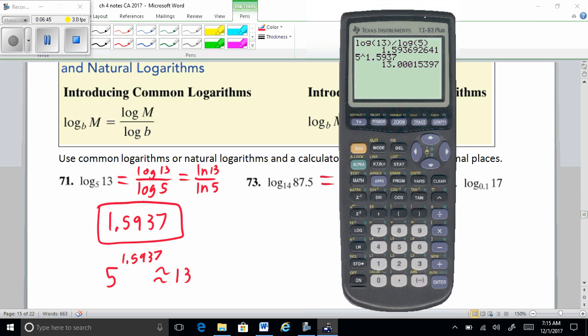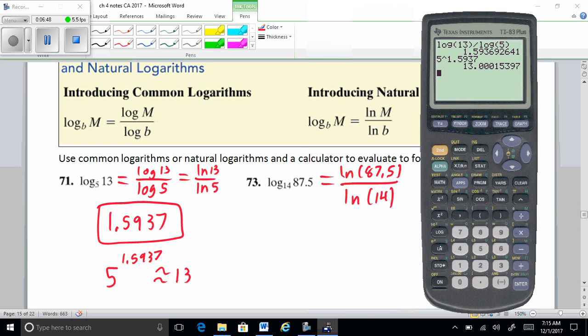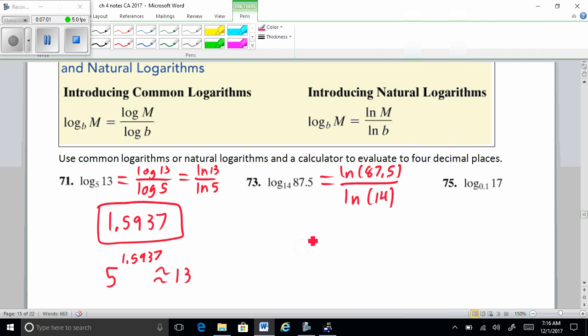Let's see, natural log of 87.5 divided by the natural log of 14. We get 1.6944. Once again, what this is saying is 14 raised to this 1.6944 would give you about 87.5. It would be really close.